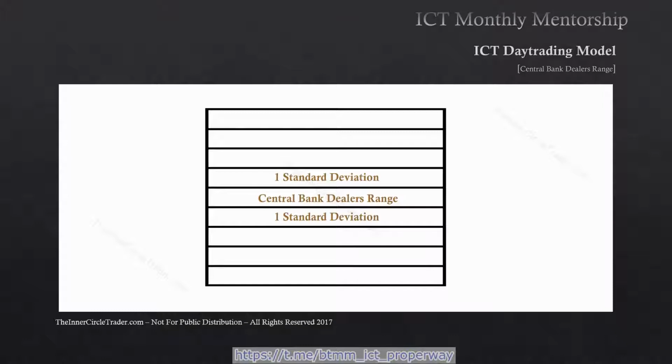That range would be added to the high of the first standard deviation and subtracted from the low of the first standard deviation below, giving us the second standard deviation. And this would go on replicating that central bank dealers range with standard deviations 1, 2, 3, and 4.